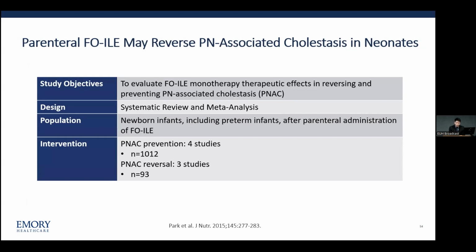Like I said earlier, because FOILE was only approved for pediatric use, a systematic review and meta-analysis was composed with a design to evaluate FOILE monotherapy's therapeutic effects in reversing and preventing PNAC. This compiled 36 studies, but only 7 studies met its inclusion criteria, with 4 studies used for PNAC prevention and 3 studies used for PNAC reversal.